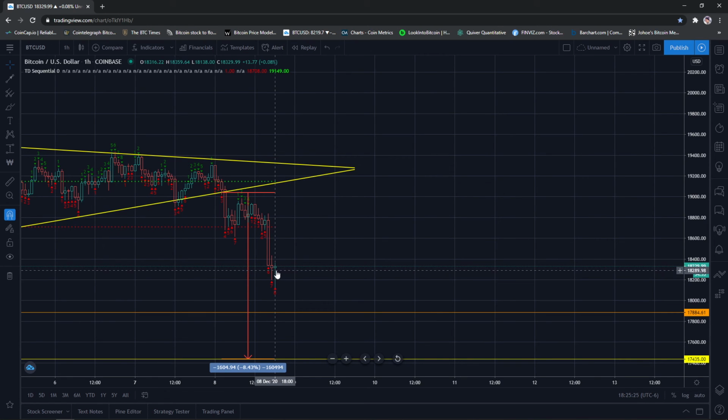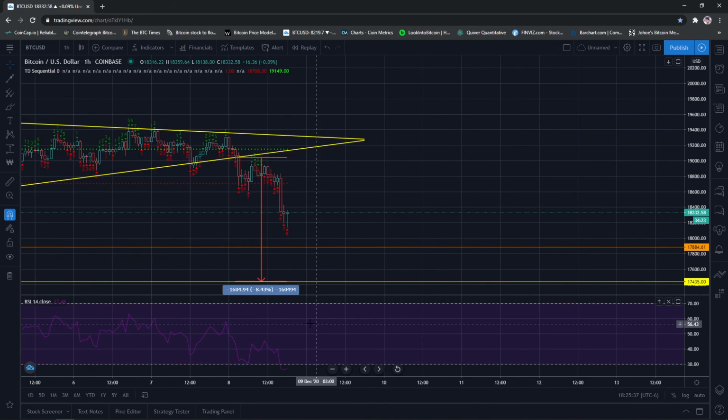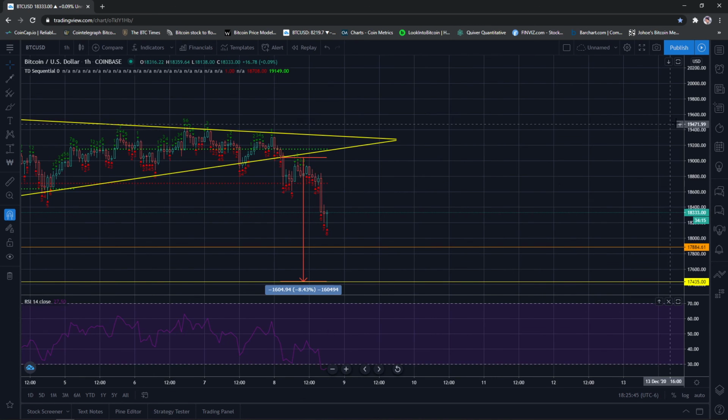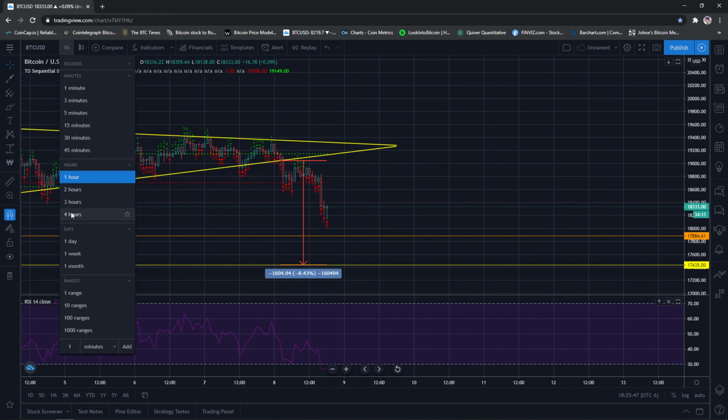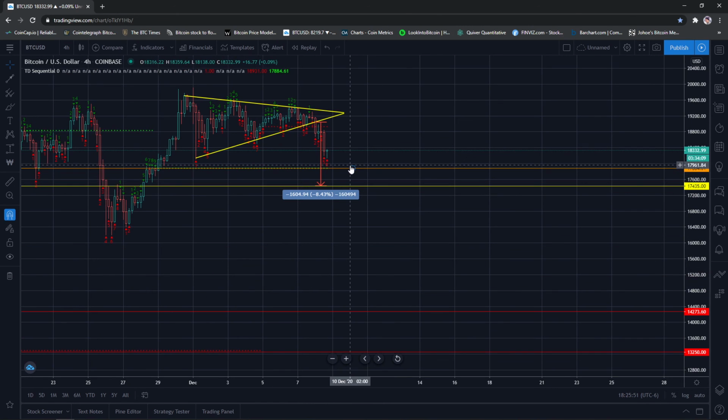On the TD sequential, the 9 isn't necessarily always the reversal. If you get an 8 that's just as low as the 7 or the 6, then that could be a reversal. And we probably had the RSI oversold. So this is actually a good indication that we can get a reversal back up. Maybe we get to like 18.5 or something. But the target of this symmetric triangle is here, with a potential support at 17,884.